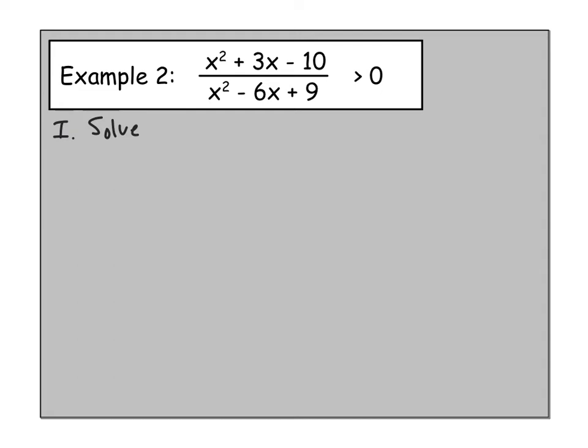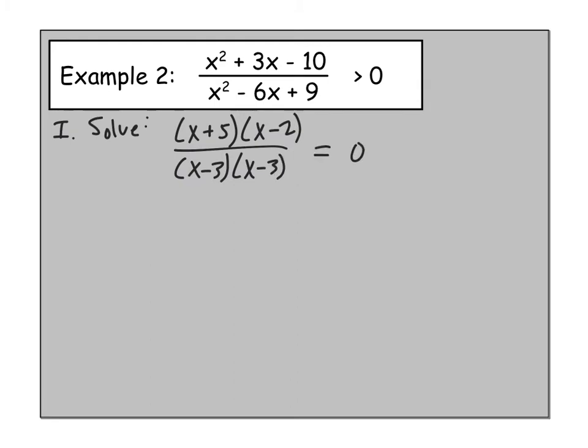So what I want to do first, since numerator and denominator both appear to be factorable, is factor them. The numerator, x squared plus 3x minus 10: factors of negative 10 that add up to 3 would be x plus 5 and x minus 2. And the denominator, x squared minus 6x plus 9, is going to be x minus 3 times x minus 3. And I'm going to solve it as if it's an equation. That's how you get the critical values.